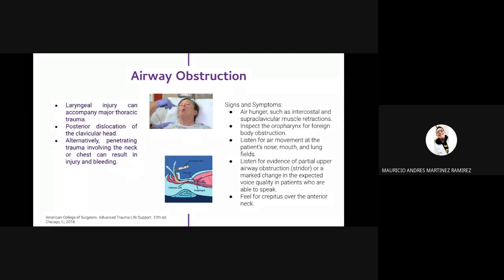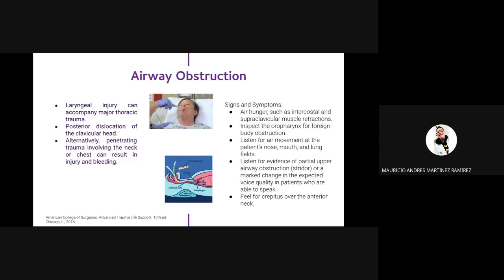First, in the airway component, we have airway obstruction. Airway obstruction results from swelling, bleeding, or vomitus that is aspirated into the airway, interfering with the gas exchange from the lungs. Laryngeal injury can accompany major thoracic trauma or result from a direct blow to the neck or a shoulder restraint that is misplaced across the neck. Posterior dislocation of the clavicular head occasionally leads to airway obstruction. Alternatively, penetrating trauma involving the neck or chest can result in injury and bleeding, which produces obstruction.